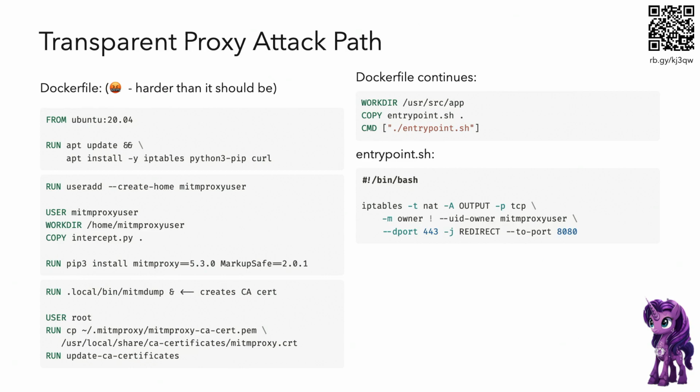So iptables, it's like a wrapper in front of the netfilter kernel. You can say, okay, I'm going to do some natting. It's for the TCP protocol, where the originator of this connection is not the MITM proxy user. That's an important detail. That's why we created this user over here. Where it's not this MITM proxy user, and you want to connect to 443, send it somewhere else.